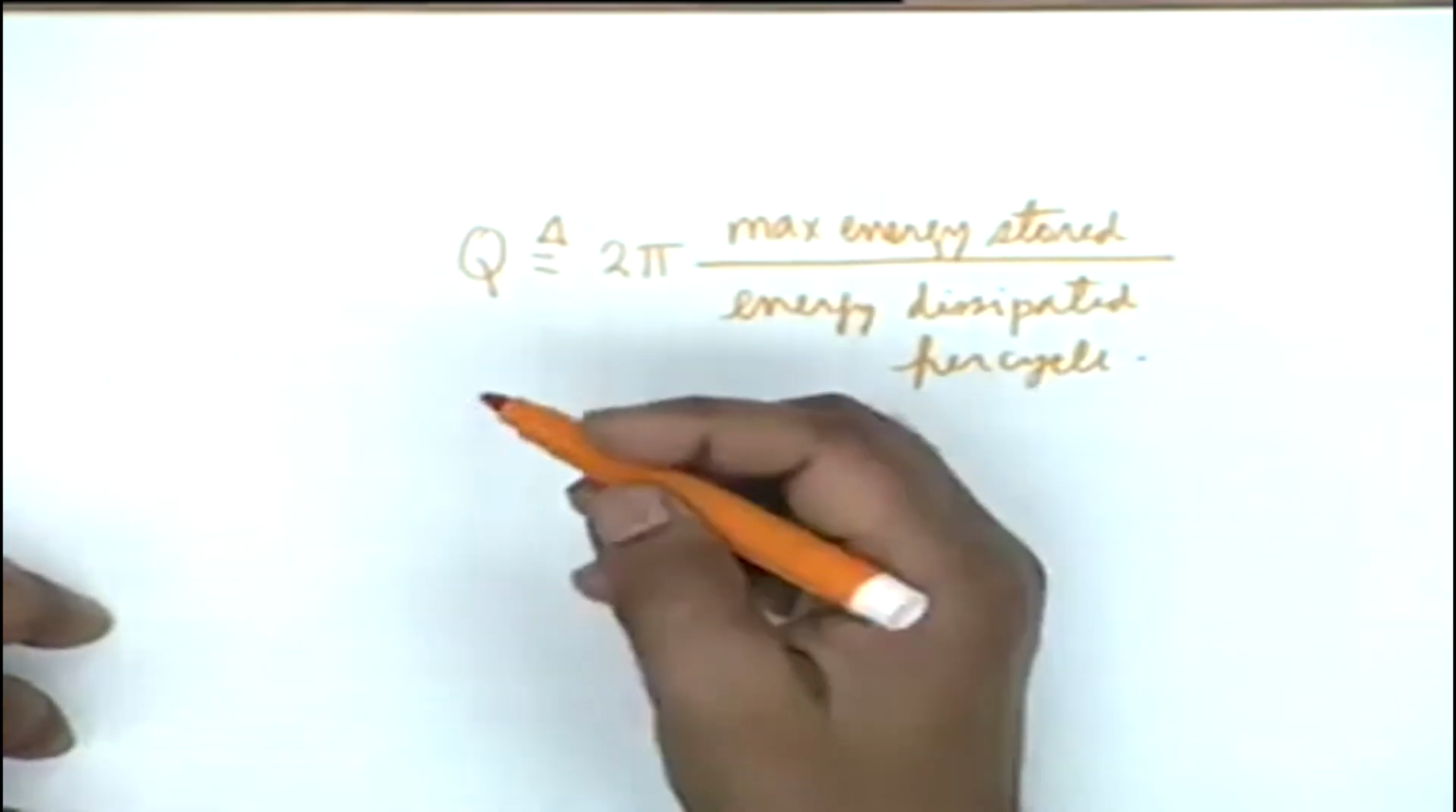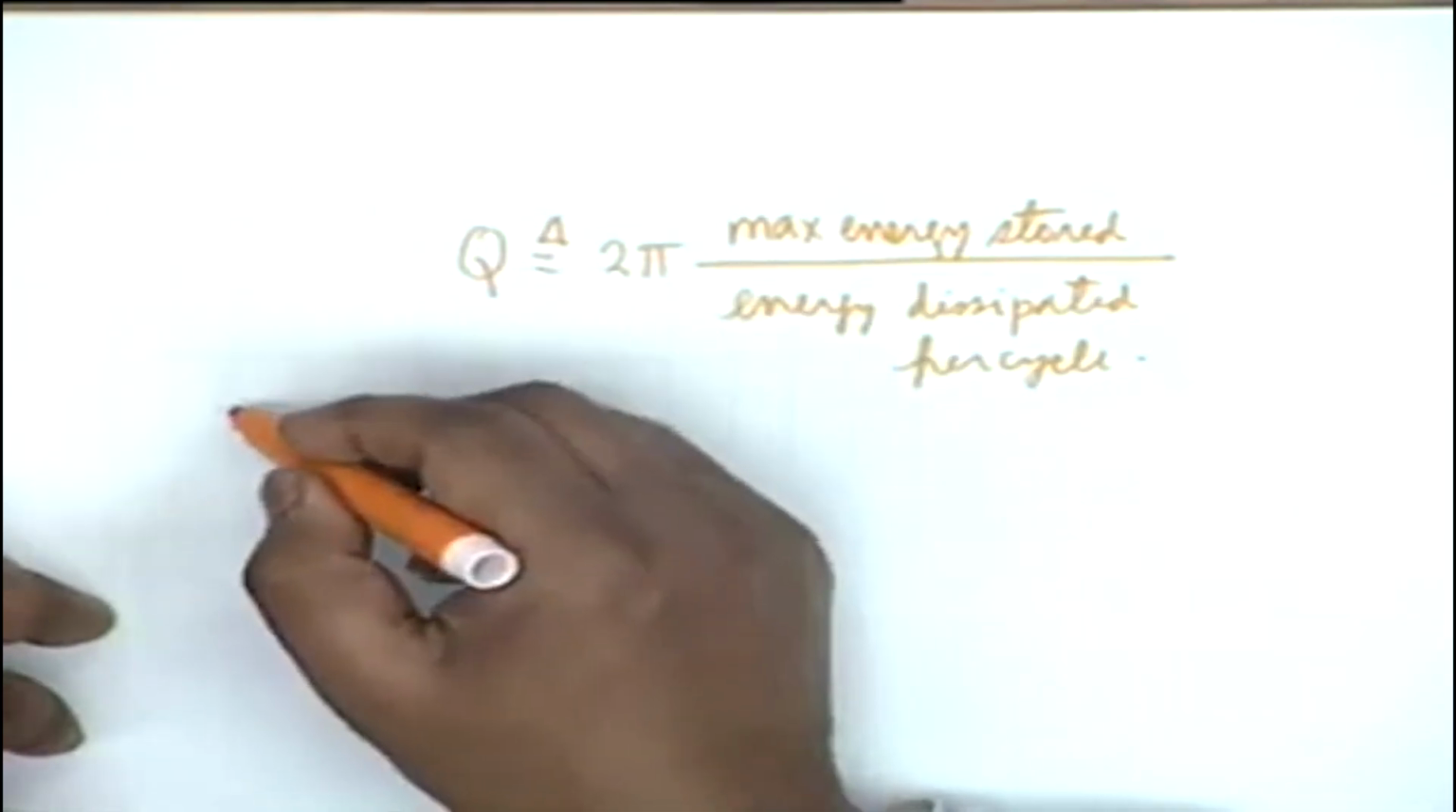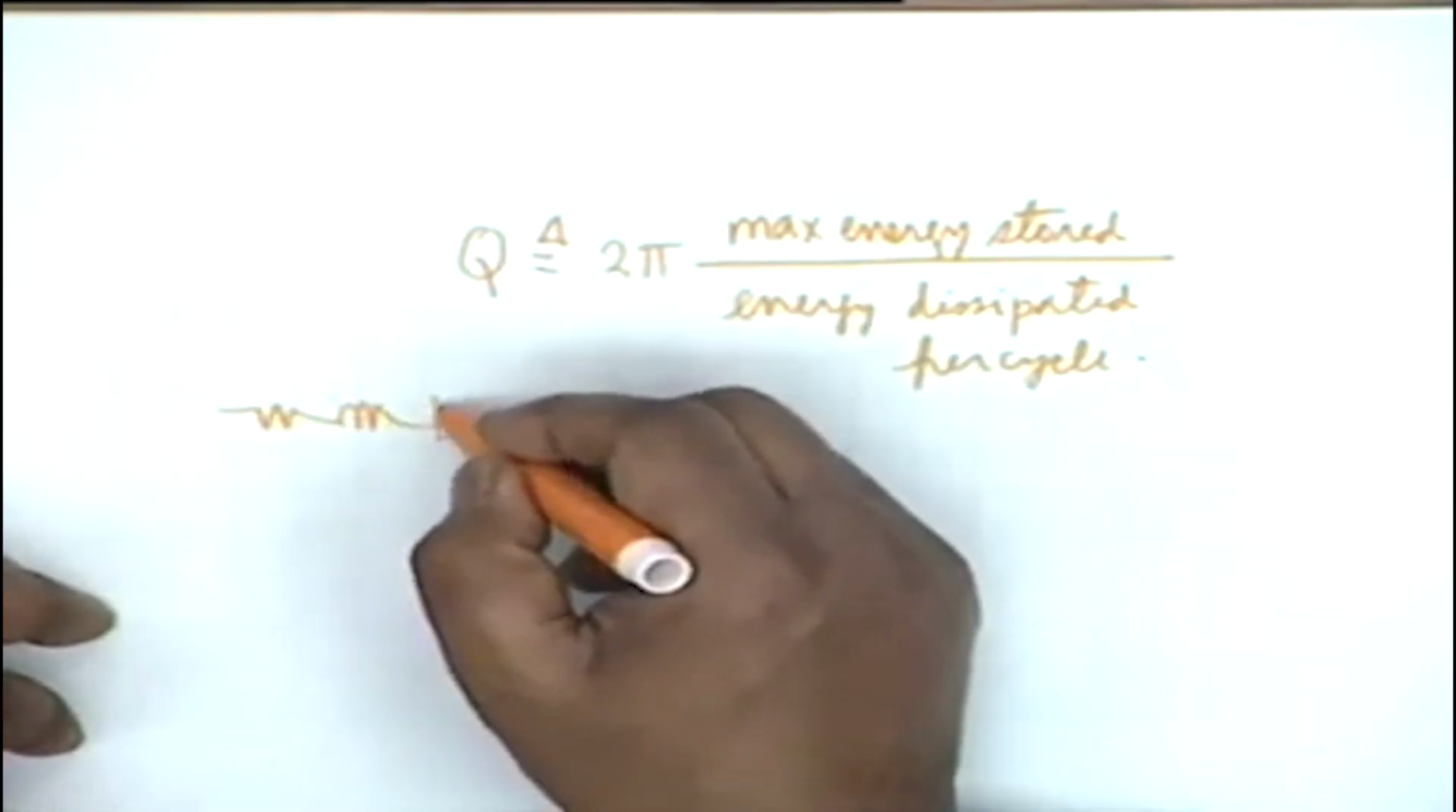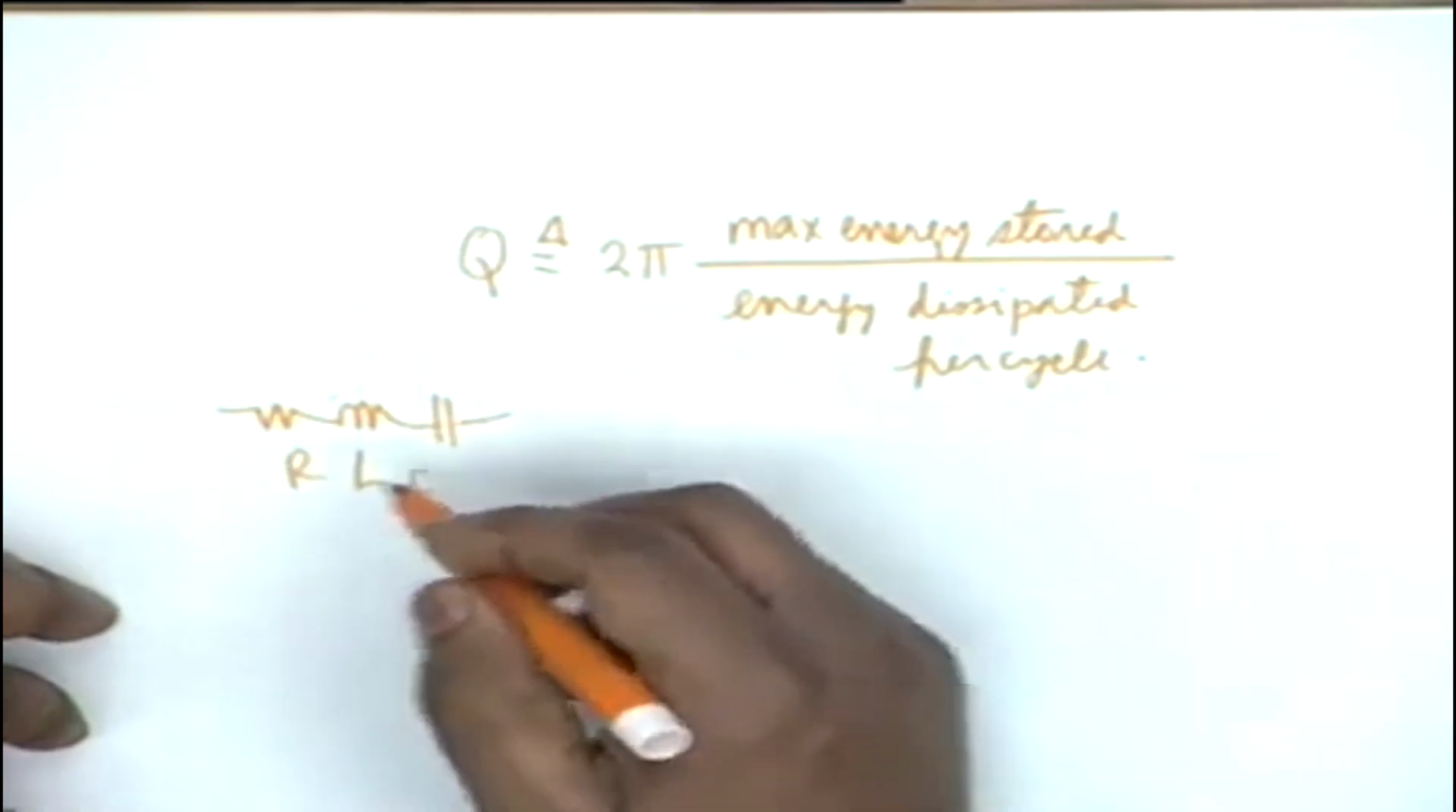Now we can easily calculate this, for example, for a series RLC circuit. For a series RLC circuit, it is very easy to calculate.